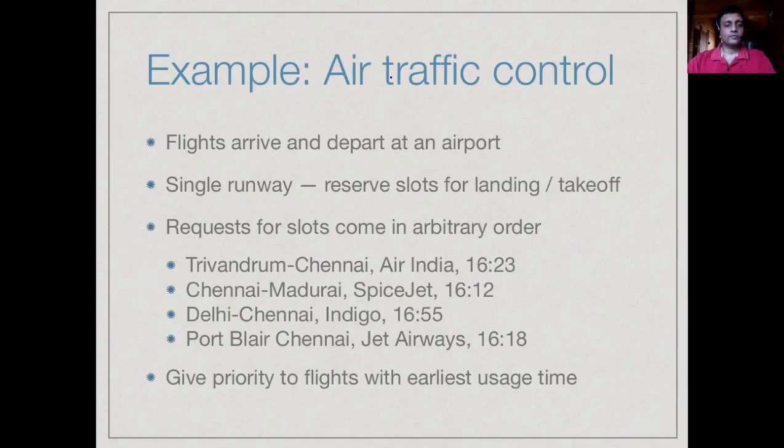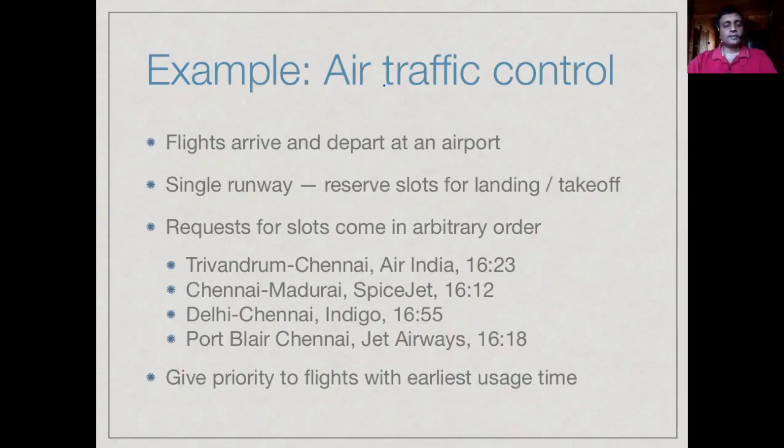land and take off. So the air traffic control tower receives requests from the aircraft about their expected arrival and departure times. And these requests come at random times. So it's not that they come in order of the time of the actual event. So we might first get a request for a landing in Chennai at 16:23, and later on we might get a request for a takeoff at 16:12, which is actually earlier. And then we might get another arrival information at 16:55, and then another earlier arrival information at 16:18.